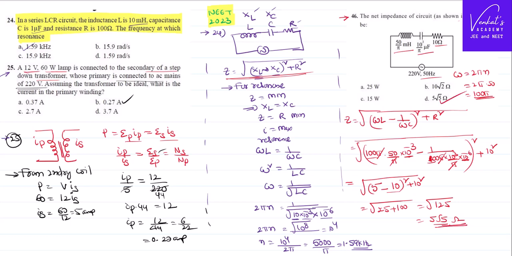That's how we solve the problem, right? They all depend on one simple concept, the impedance of the LCR circuit, and you also need to know the concept of transformers, that for an efficient transformer power input equals power output. These two are the things that we have used to solve these problems.